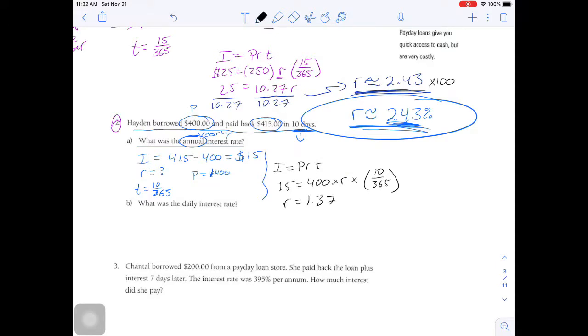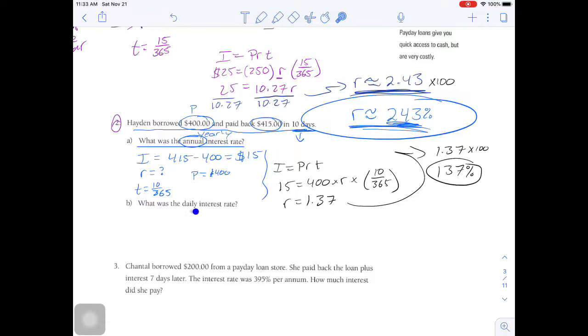1.37. But remember, this isn't a decimal. So to figure out the percent, I'm going to take 1.37 and times it by 100. So you should get 137%. So give that one a shot on your own. We've set it up properly. Just make sure you can plug this in your calculator and solve for R correctly. Okay? Now, I'll show you how to do B.